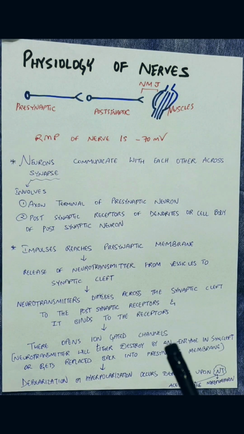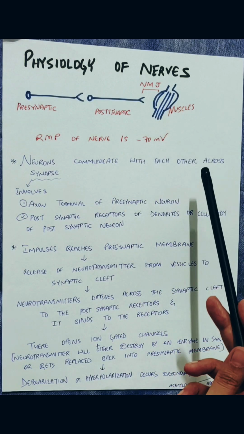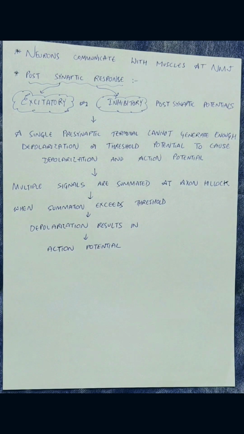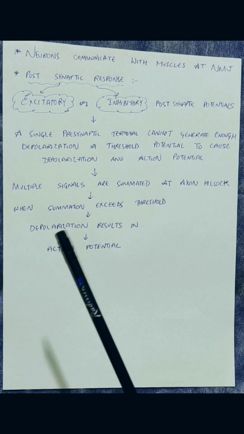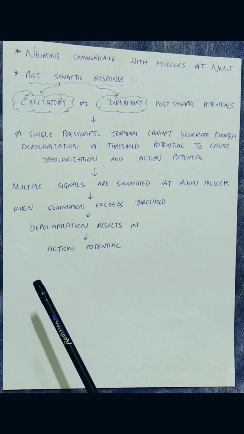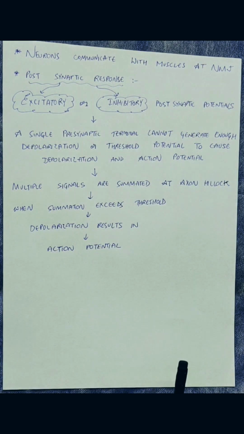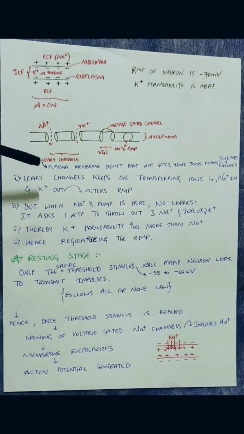Then the neurons communicate with the muscles at the neuromuscular junction. Then there will be a postsynaptic response, which could be either excitatory or inhibitory postsynaptic potentials. Now, a single presynaptic terminal cannot generate enough depolarization to reach the threshold potential and cause an action potential. So, multiple signals are summated at the axon hillock, and when the summation exceeds the threshold, the depolarization results in an action potential.